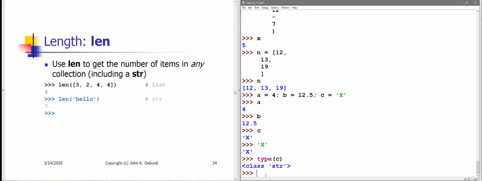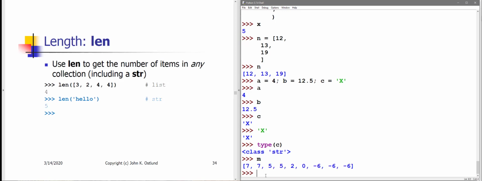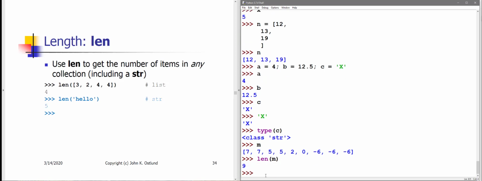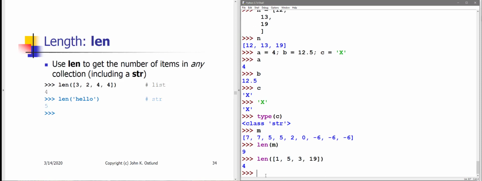If I would like to find out how long a container is, a collection is, or for that matter, how long a string is, I can use the len built-in function for that. So if I've got this list sitting around m, and if I ask for the length of m, I get told that has 9 items in it. If I ask for the length of a literal list, whoops, 1, 5, 3, 19, let's say. Okay, I've typed a literal list here as the argument to my len function. That list has 4 items in it.